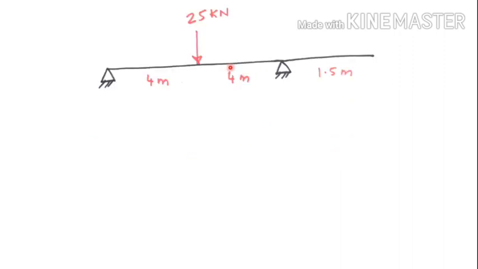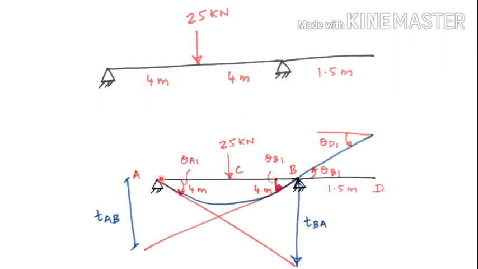So I told you to take the load separately. First we will take the 25 kilonewton load which is acting between A and B. This is the possible deflected shape of the beam due to this applied load. So AB will be deflected downward, and from B the curve will become a straight line.